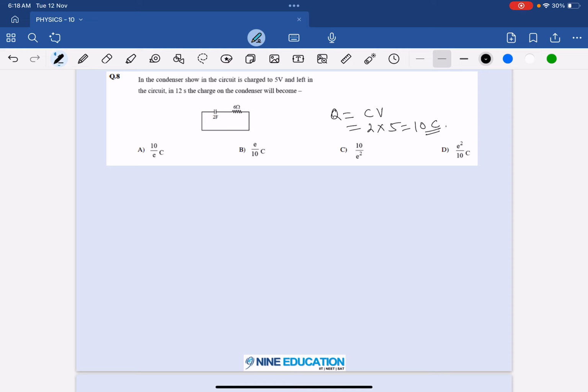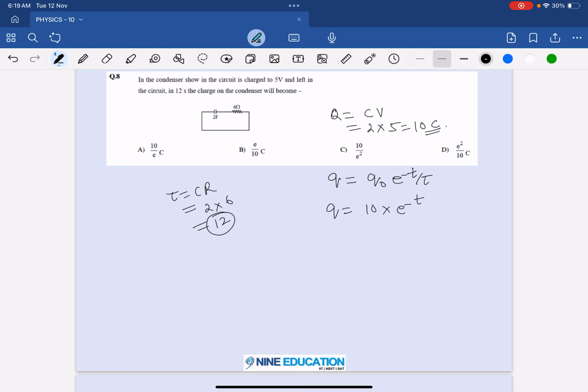Very nice, sir. So now they are leaving it in the circuit. So basically over a certain period of time, the capacitor is going to discharge, and they are asking the charge in the capacitor after some time. Sir, we know that when the capacitor discharges, it discharges with the function Q equals Q naught e to the power minus t by tau. Q is the left out charge, Q naught is the charge in the beginning. What is tau, sir? Tau is called the time constant. It is CR. What is the value of C here? It is 2. And what is the resistance here? It is 6. So it is going to become 12.